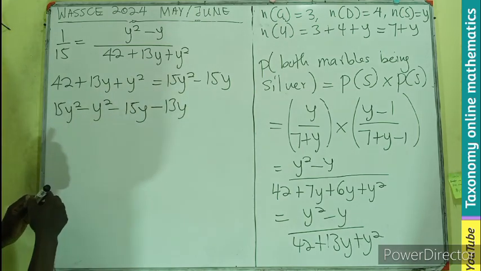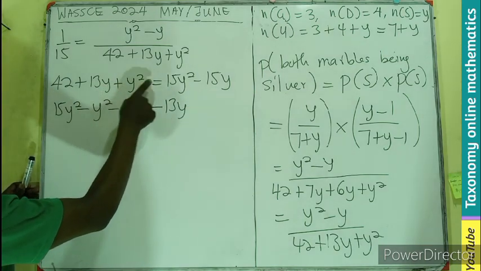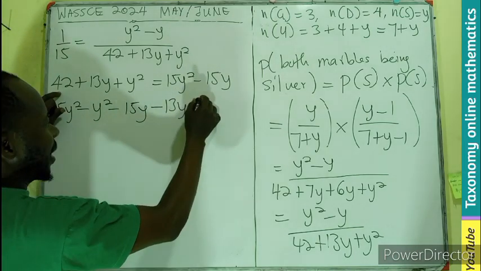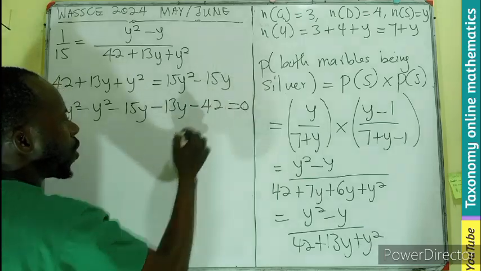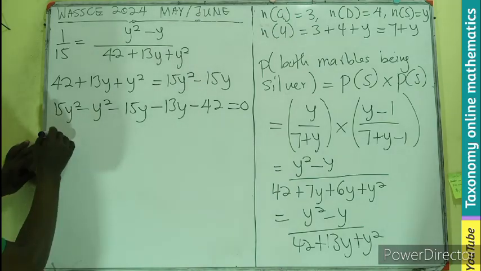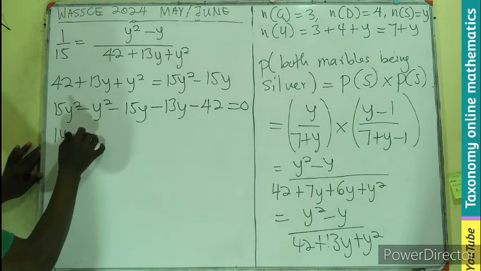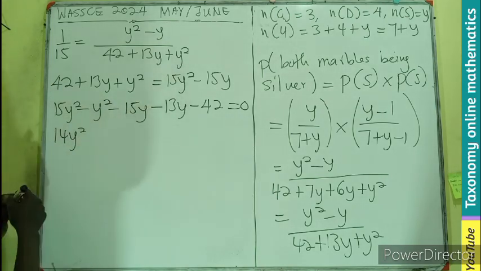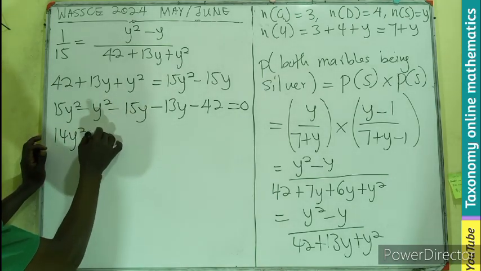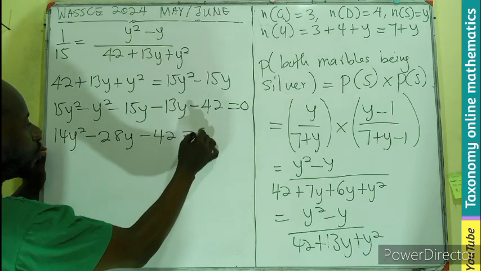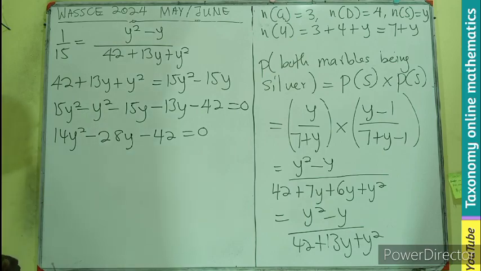I think we have all the terms now. Then minus 42 equals 0. So we have 15y squared minus y squared, which is 14y squared. Then minus 15y minus 13y, which will be minus 28y, minus 42 equals 0.